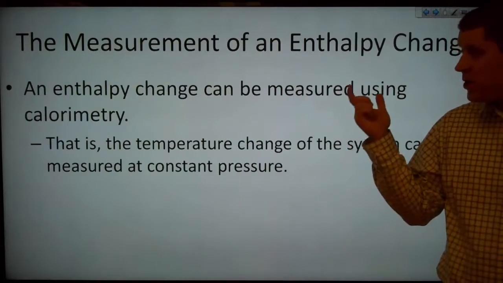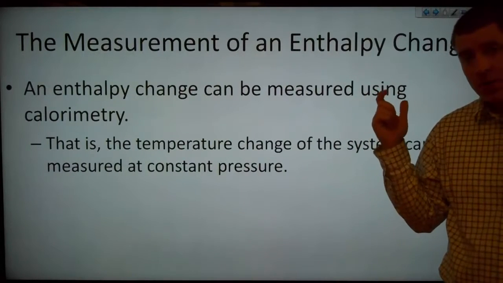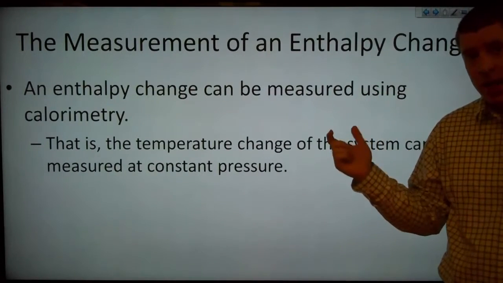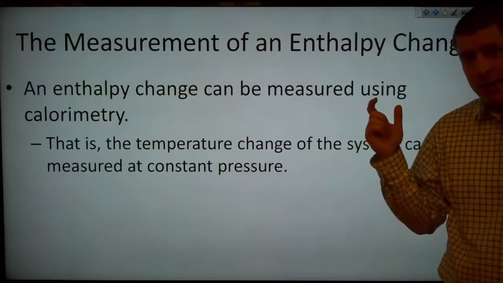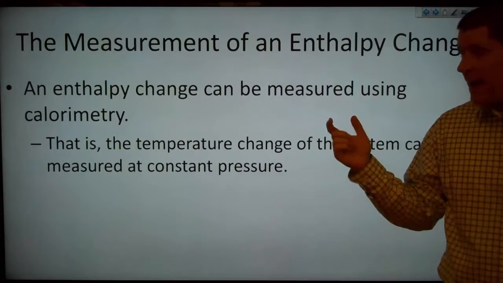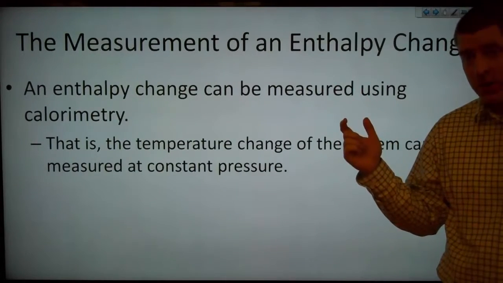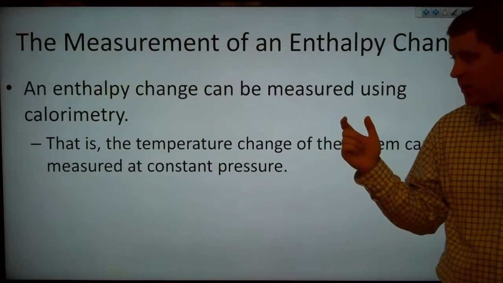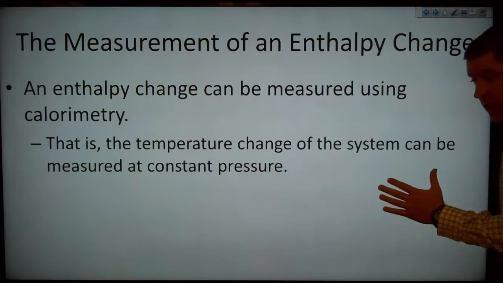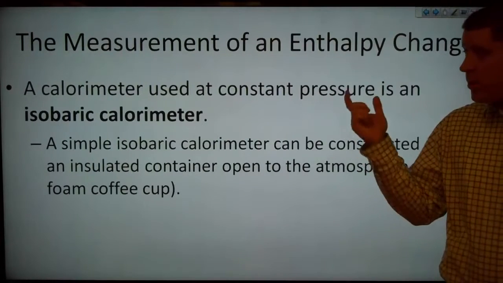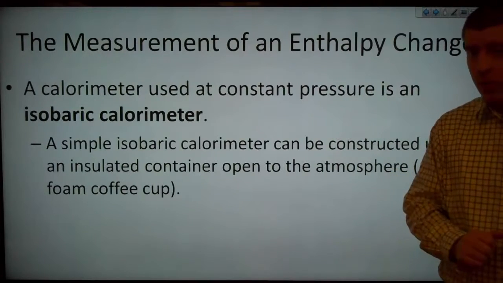So an enthalpy change can be measured using calorimetry, just like we could measure an internal energy change using calorimetry. Now an internal energy change was measured at constant volume. An enthalpy change will be measured at constant pressure, so we're allowing the volume to change. That is, the temperature change of the system can be measured at constant pressure. A calorimeter used at constant pressure is called an isobaric calorimeter.